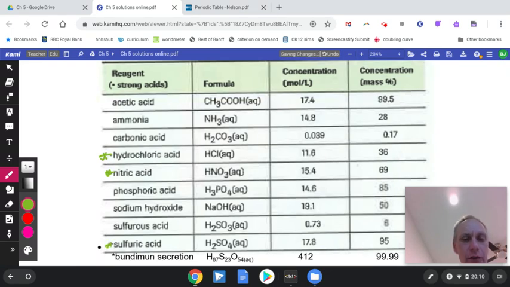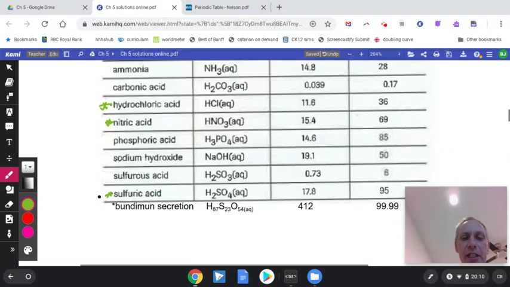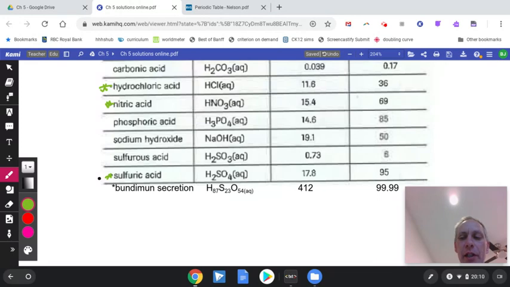And there's 3 more to add. By the way, bindimum secretion, bindimin, is also a strong acid, but it's magical, so we don't need to worry about it unless you're at Hogwarts. Okay.